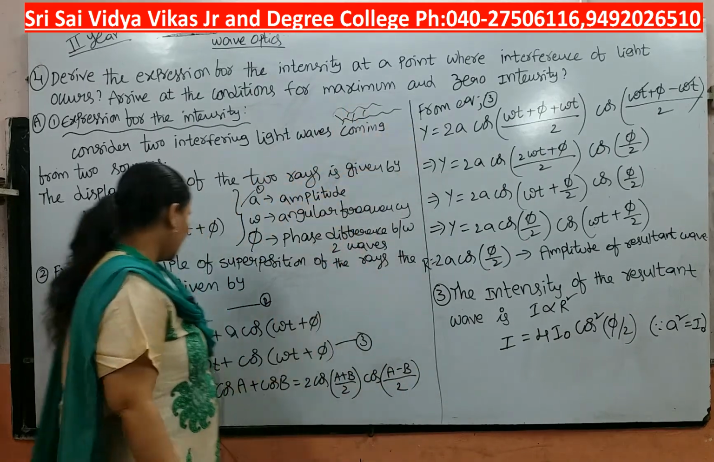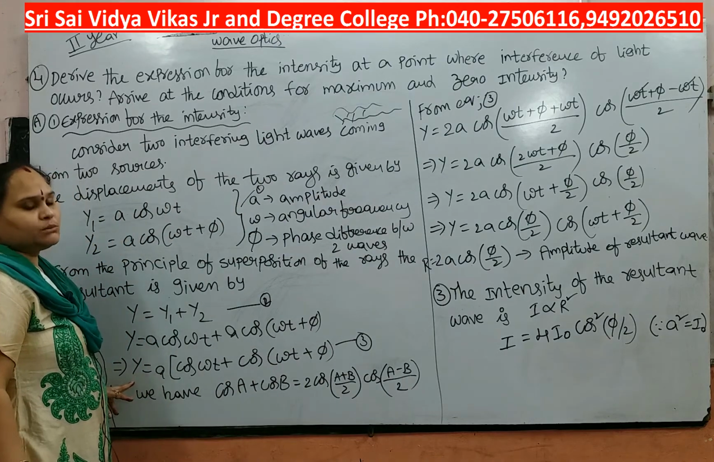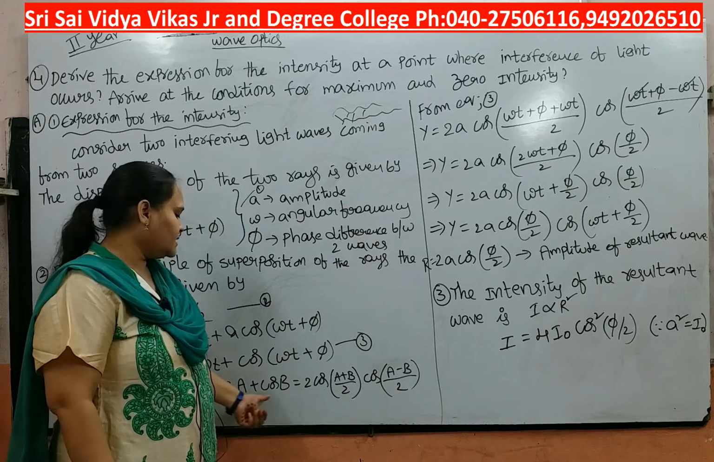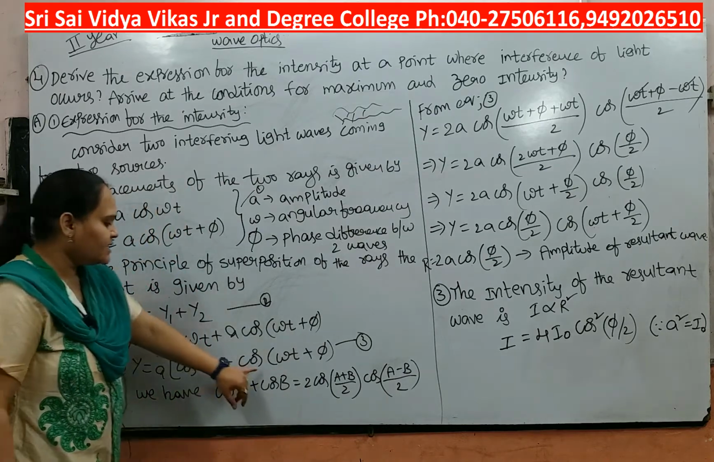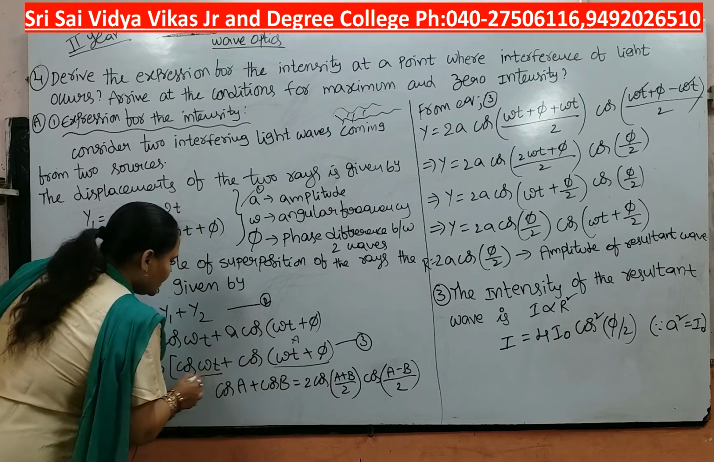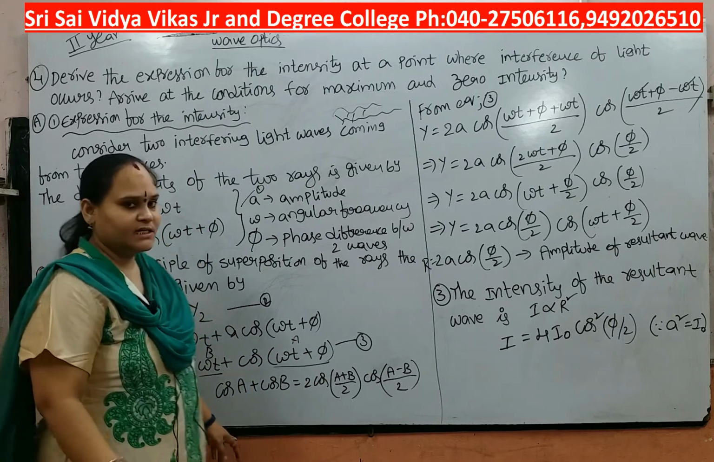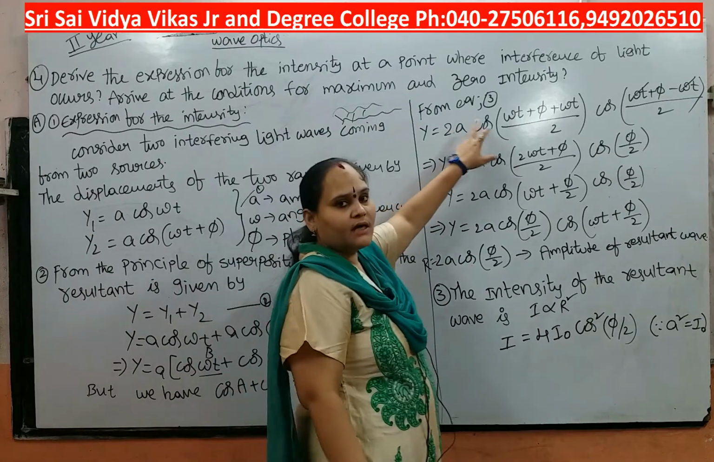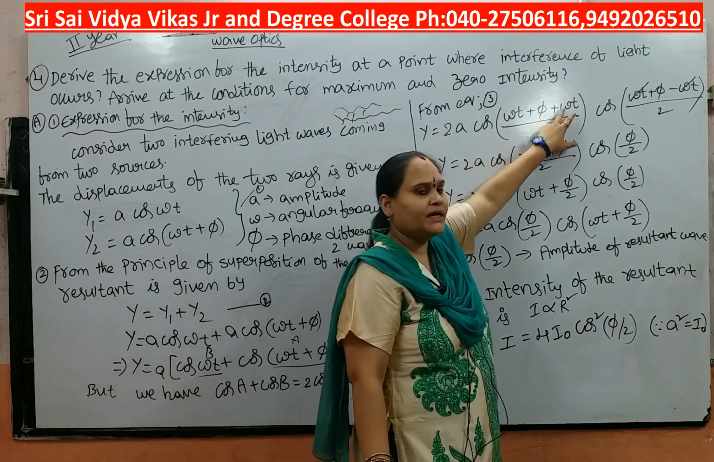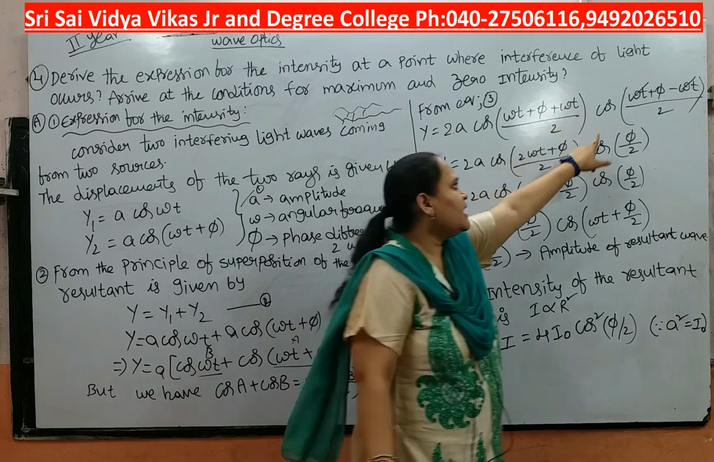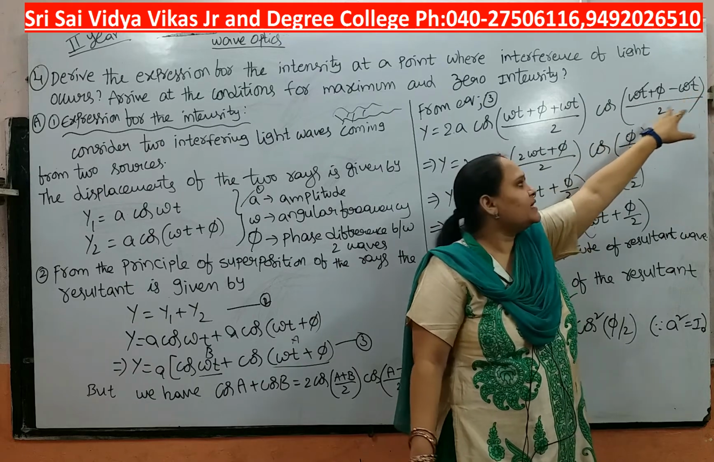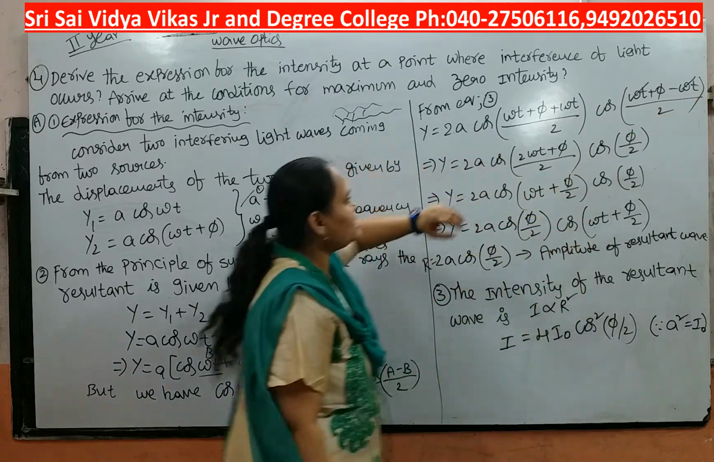So equation 3 gives the resultant displacement y. By using this trigonometry formula, cos A plus cos B, here A is omega t plus phi and B is omega t. So we get 2a cos ((omega t plus phi plus omega t) by 2) into cos ((omega t plus phi minus omega t) by 2). This is cos ((A minus B) by 2).